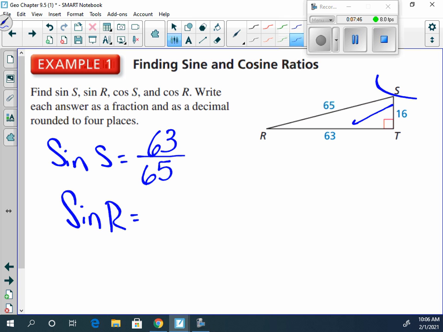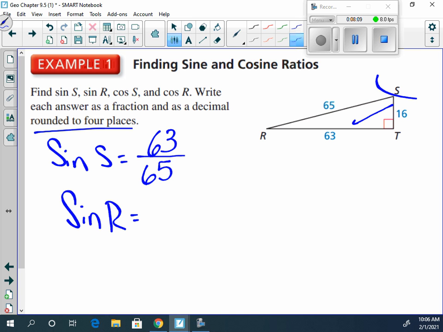Questions on this here? Questions on how we found this here? So it's opposite over the hypotenuse, okay? We good with that, yes? Is that all they wanted us to find? Or do they also want us to round to 4 places? So how can we find the decimal to 4 places?